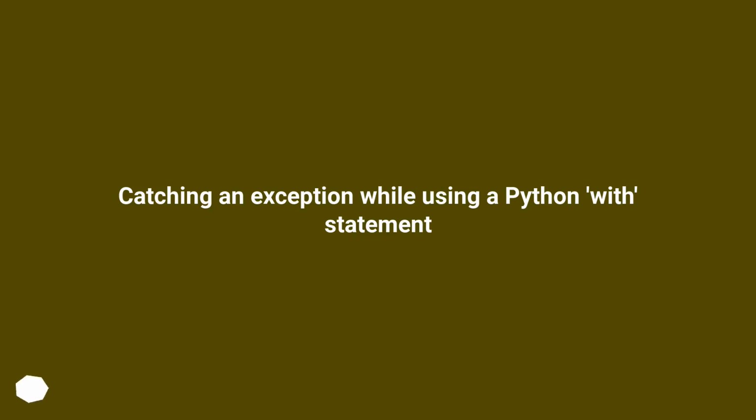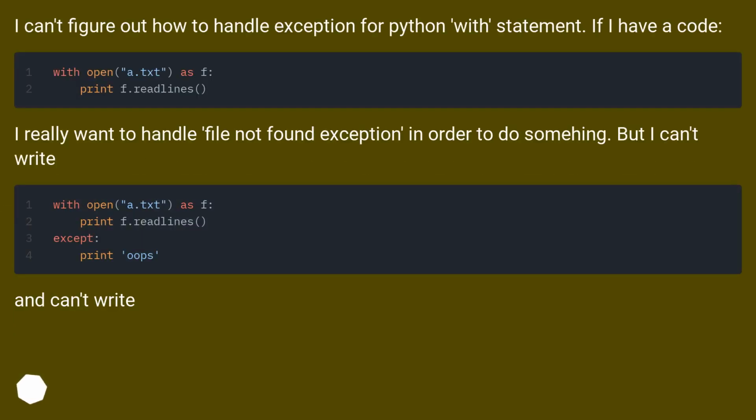Catching an exception while using a Python with statement. I can't figure out how to handle exception for Python with statement. If I have a code, I really want to handle file not found exception in order to do something.